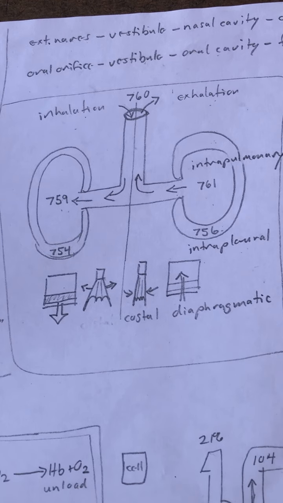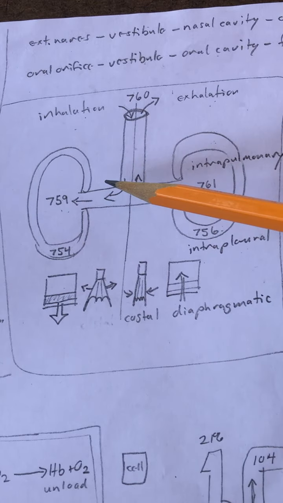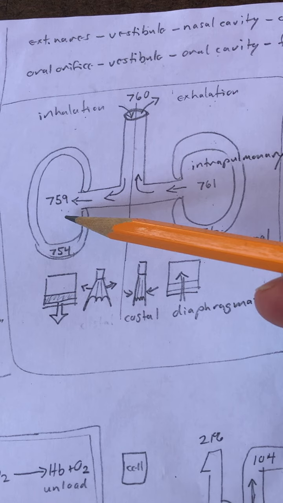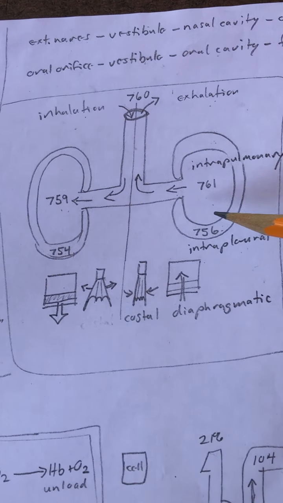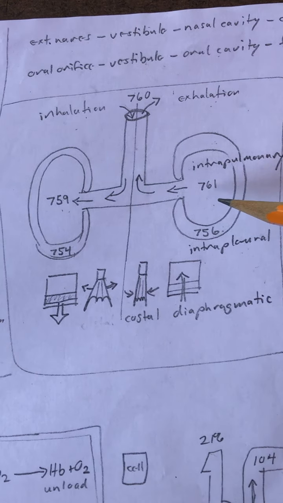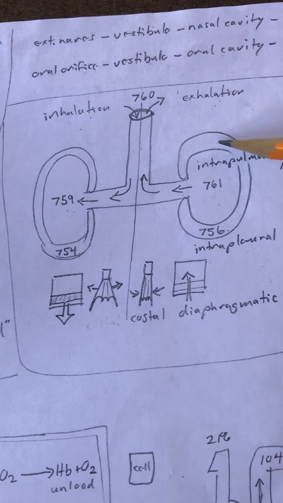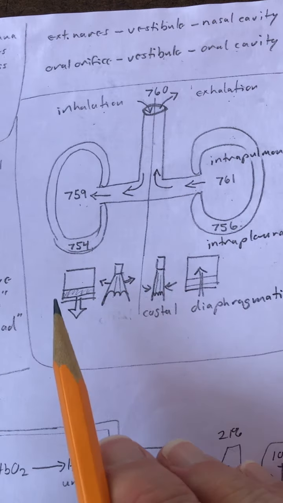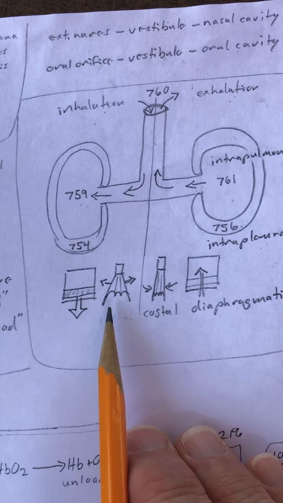Now, as far as how you make these things get bigger or smaller, it's all about Boyle's Law. Boyle's Law basically says if you can make a cavity larger, the pressure of an enclosed fluid in that cavity goes down. If you can make a container smaller, the pressure of an enclosed fluid in that container goes up. So this is all about expanding the lungs, and this is all about collapsing or squeezing the lungs. The way that this is possible is through the actions of the diaphragm and the actions of the intercostal muscles.